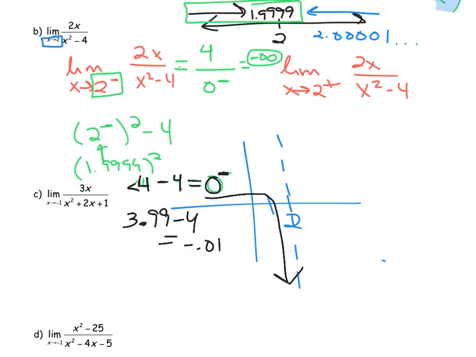Okay, now let's take a look at the limit as x approaches 2 from the right. So again, we're looking at this number here, that 2.00001. So it's a number bigger than 2, but ever so slightly bigger than 2.